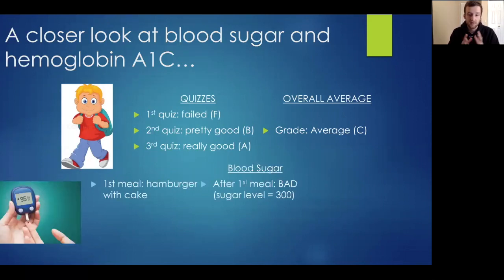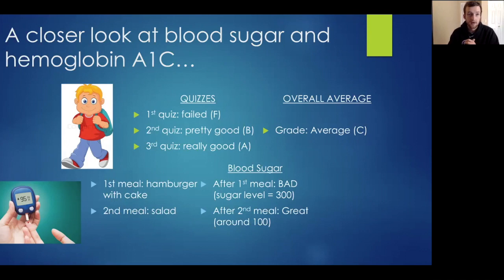Let's now consider a person living with diabetes after they eat certain meals. Let's suppose for the first meal, they splurge and they eat a hamburger, and then for dessert, eat a delicious piece of cake. This is a meal that is really high in carbs and sugars. And so after about an hour afterwards, you can see that their sugar levels are very high. For this example, let's just say that the sugar level is around 300.